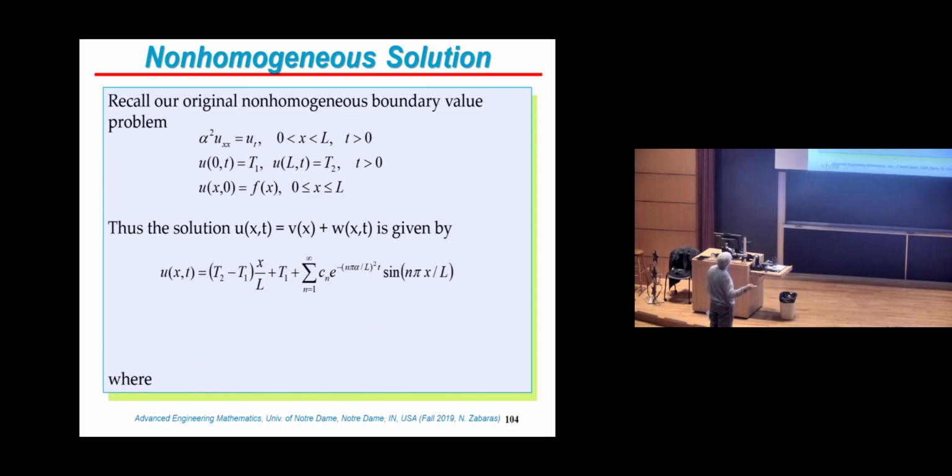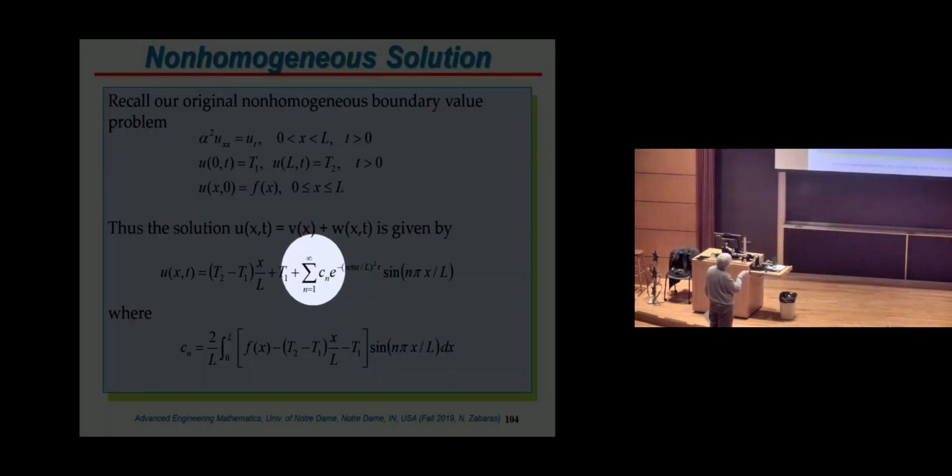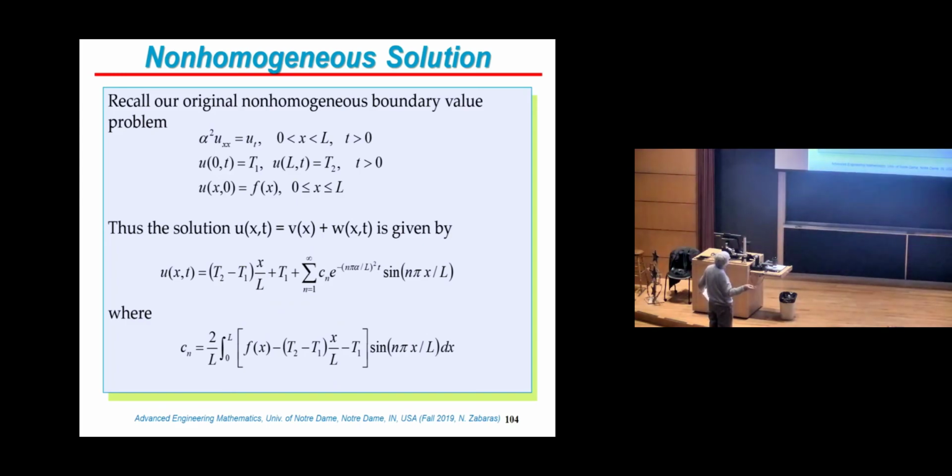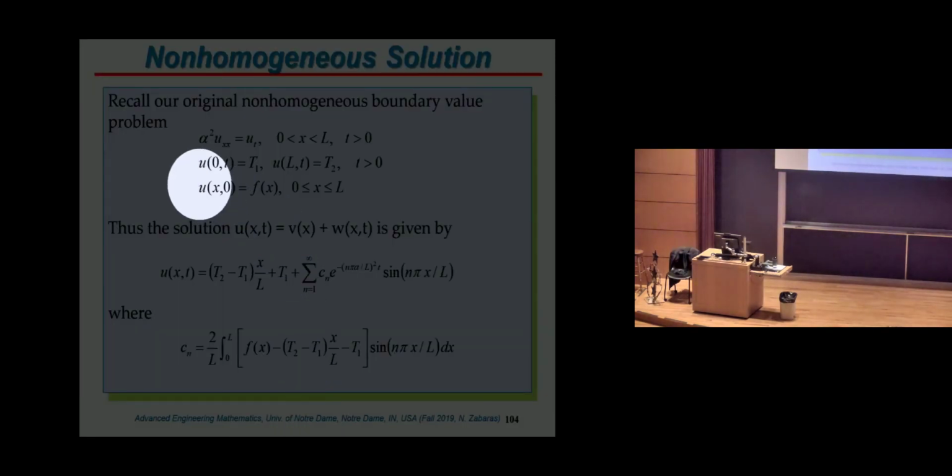All right, so we're done. The final solution to the problem is the solution of the special homogeneous problem we solved, plus the solution of the steady state. And the only difference from before is the coefficients are given by this nice integral. So we have now solved the non-homogeneous problem, but with boundary conditions prescribed in terms of U. This is what we call essential boundary conditions, given in terms of U.